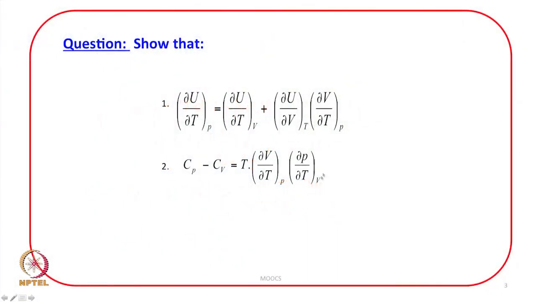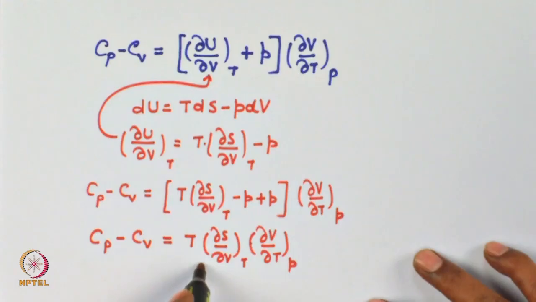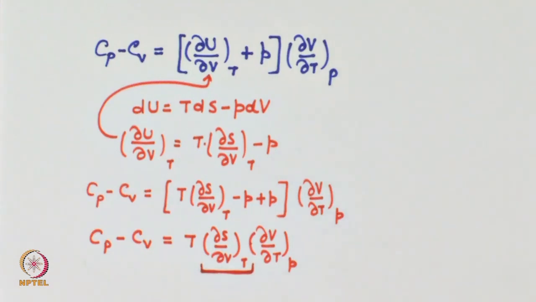Now, if we look at the question number 2, we have arrived at a relationship which is closer to what is required, but we do not have in the final answer the variation of entropy with volume at constant temperature. What we have here is the variation of pressure with respect to temperature at constant volume. Therefore, we need to write another derivative which is equivalent to this and should be able to connect pressure and temperature.